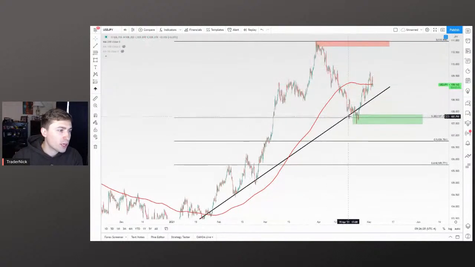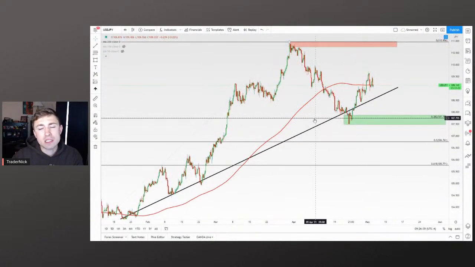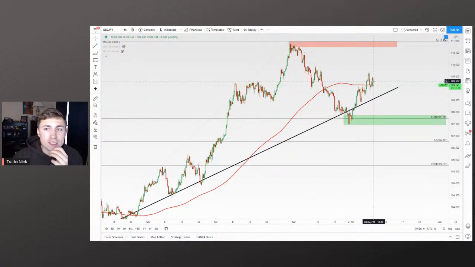So this is pretty much my markup from the other day. Came down, formed this support, rallied off of this trend line, although it being a little bit of an ugly trend line. Still a nice little upward momentum there. Pull back to that 38.2 and then rallied off of that. So beautiful little technical pullback there for the dollar yen swing traders out there. So congrats if you caught that move.